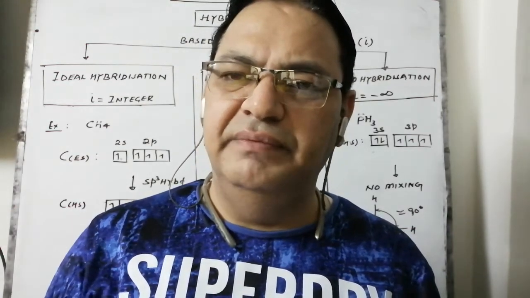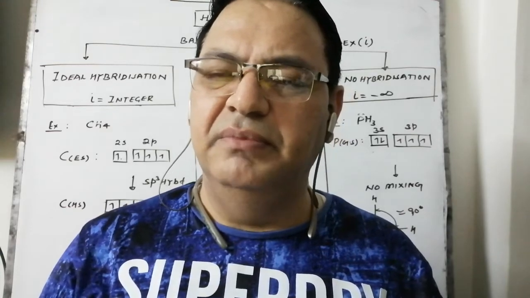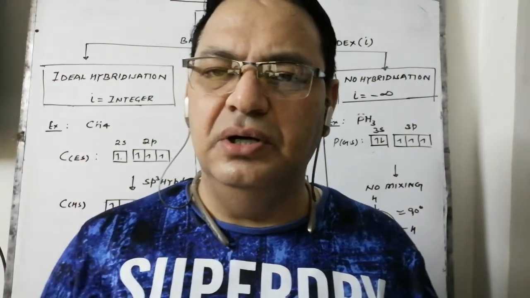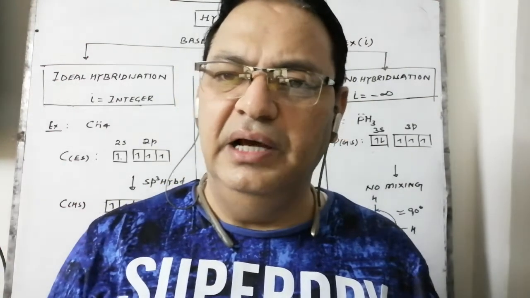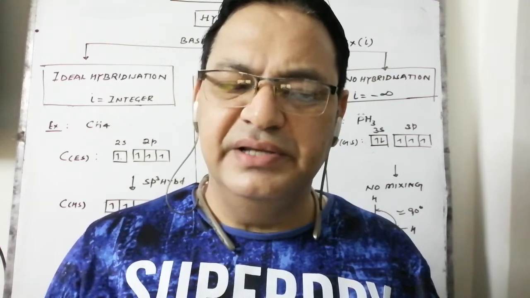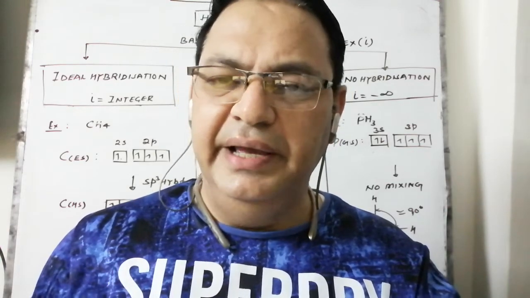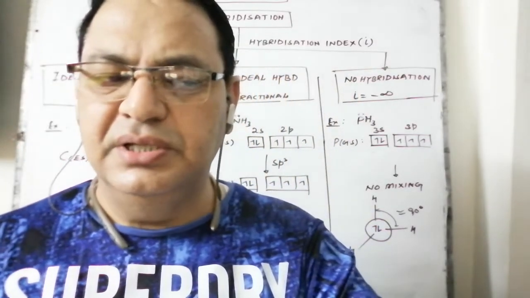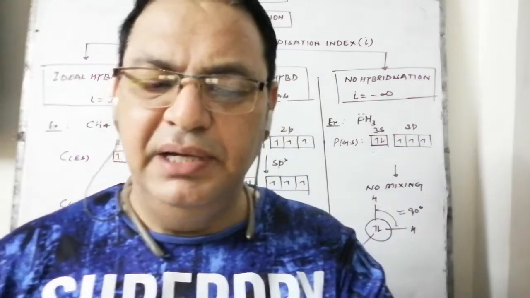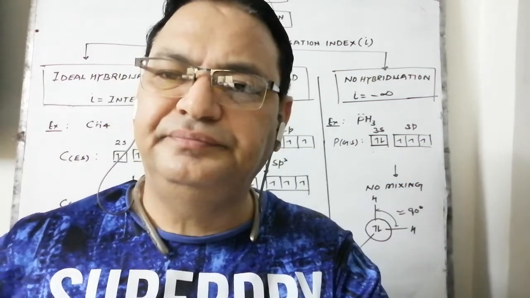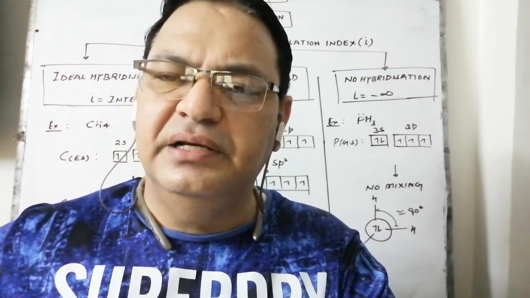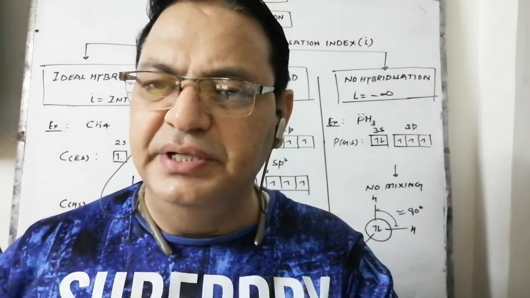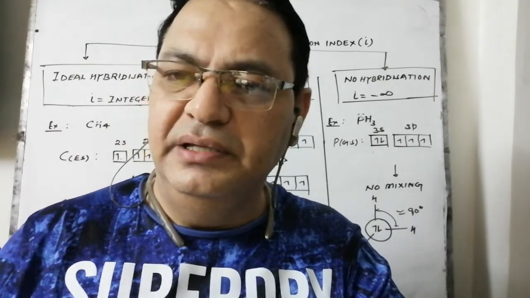If the exact value of I for a specific molecule comes out to be an integral value, then the hybridization is called ideal hybridization. For example, if the bond angle is 120 degrees and you calculate the hybridization index from the formula, then I comes out to be exactly 2. That justifies that the hybridization happening is sp2.